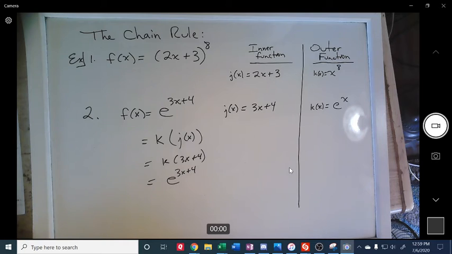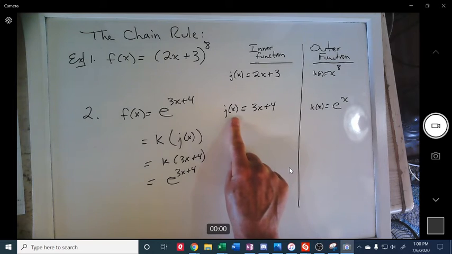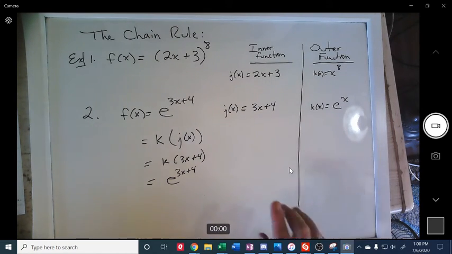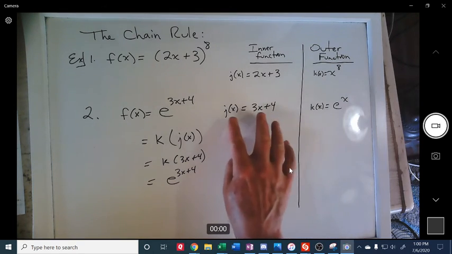So the inner function has to be the first things that would happen to that x if you were evaluating it at a specific value. So that's why the 3x plus 4 has got to go on the inner function, and then the last thing that would be done is raise e to whatever that power turned out to be.